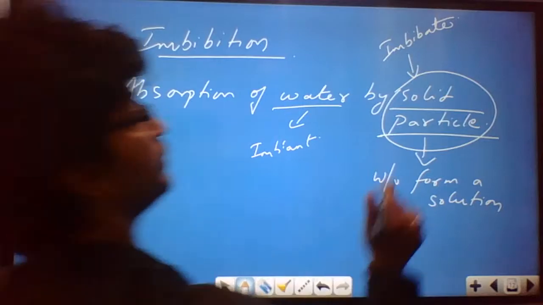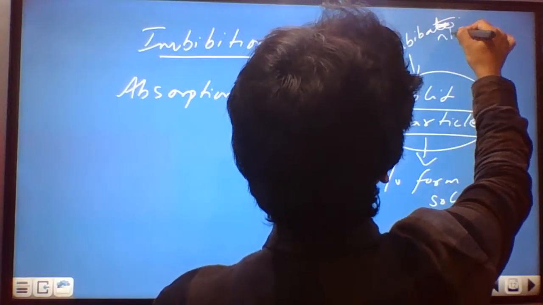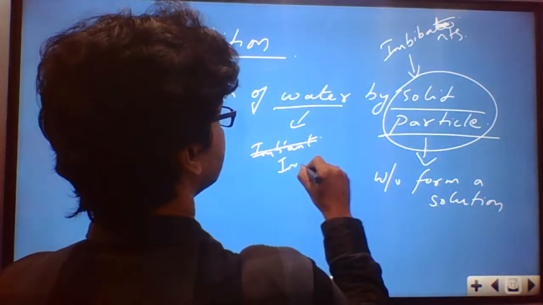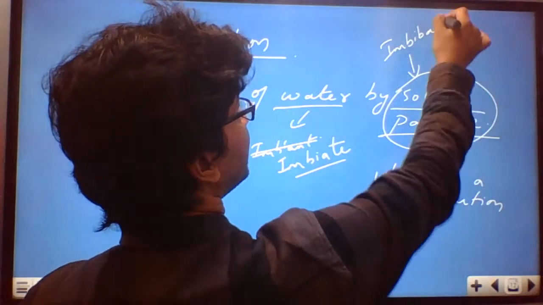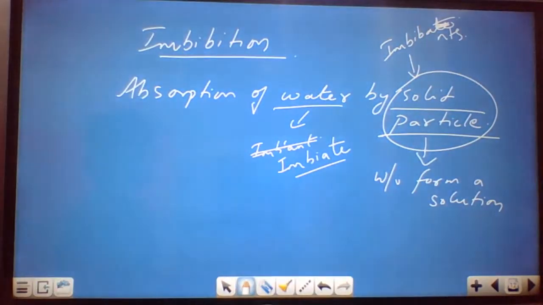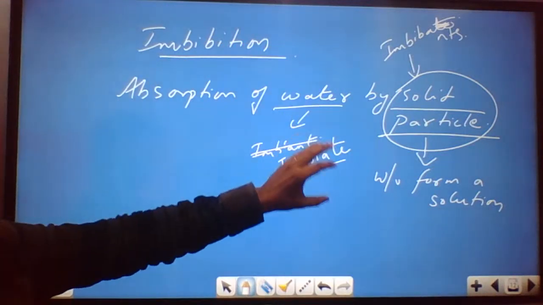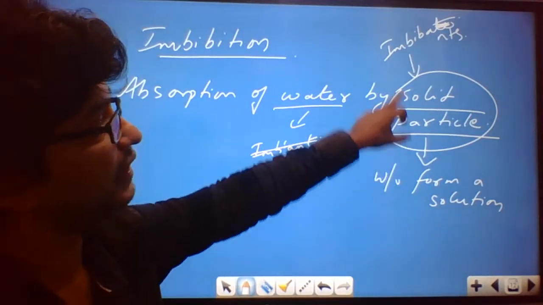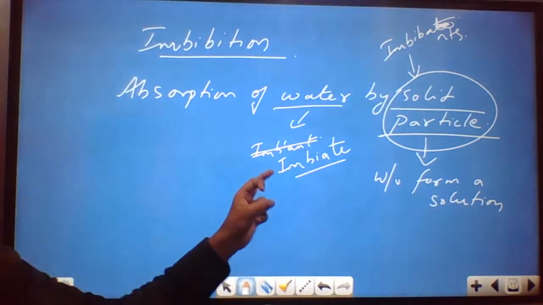Sorry guys, this is the imbibant and this is the imbibate. The water which is getting absorbed is called the imbibate, and the solid particle we call the imbibant. So the absorption of water by solid particles without forming a solution is called imbibition. The solid particle responsible for absorption is the imbibant, and what is absorbed is the imbibate.